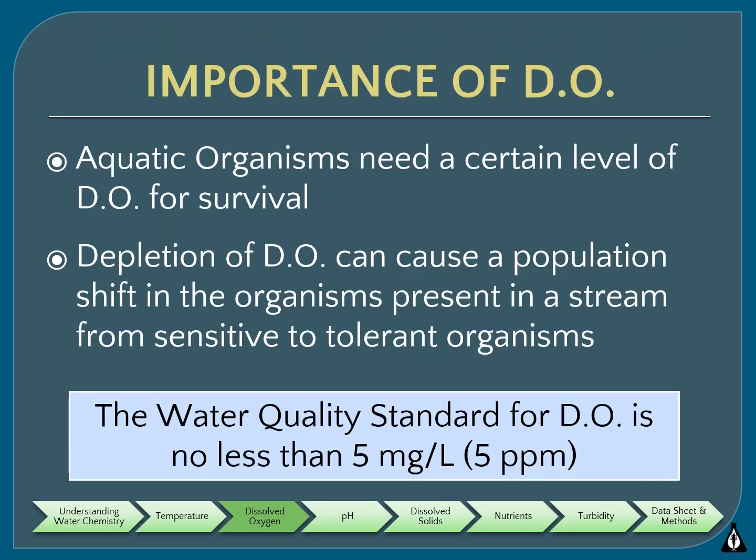So specifically, why is dissolved oxygen important? Aquatic organisms need a certain amount of dissolved oxygen in the stream in order to survive, and whenever that is depleted, it can actually cause the death or an entire population shift in the amount of organisms that are present in the stream. This is due to the sensitivity that organisms have to the amount of dissolved oxygen that's there. So the water quality standard for dissolved oxygen is no less than 5 milligrams per liter, or that 5 parts per million.